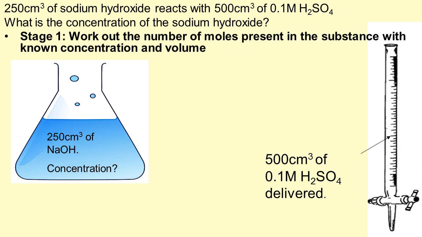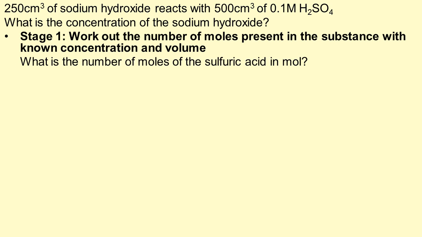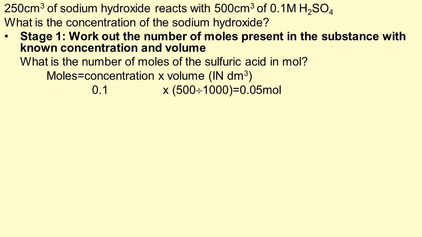Stage 1 is to work out the number of moles present in the substance with known concentration and volume. We have a volume and a concentration for the sulfuric acid, so what is the number of moles of sulfuric acid in moles? Moles is equal to concentration times volume in decimeters cubed. Here we have a volume in centimeters cubed, so we'll need to divide it by 1000, convert it to decimeters cubed before we use it. So 0.1 times 500 divided by 1000 gives us 0.05 moles.